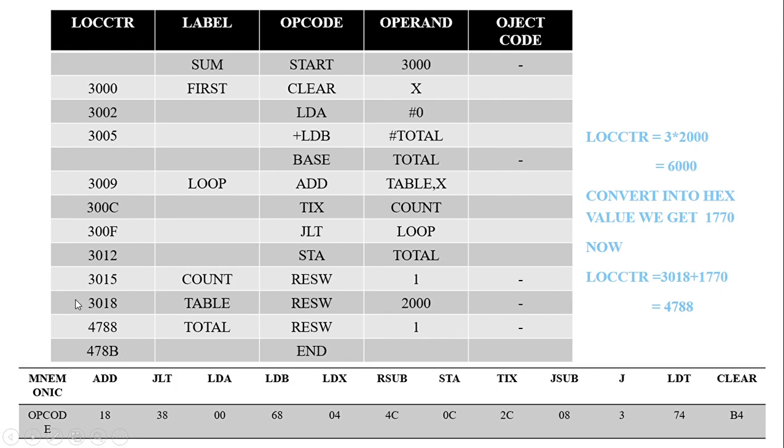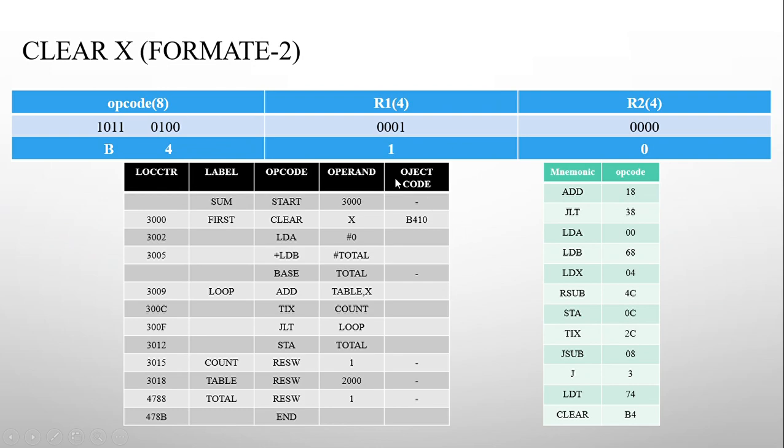This is the given table of mnemonics as well as the opcode for each and every mnemonic. Next, let us come to the first instruction, that is CLEAR X. Here CLEAR X is of type format 2. Format 2 consists of 16 bits. Out of 16, the opcode is 8 bits and the remaining 8 are for 2 registers.